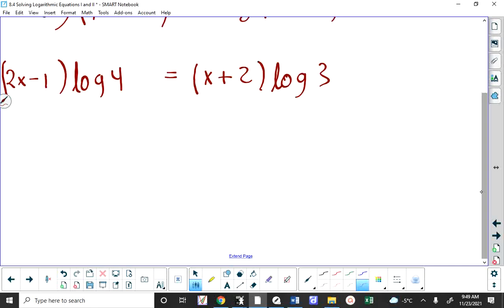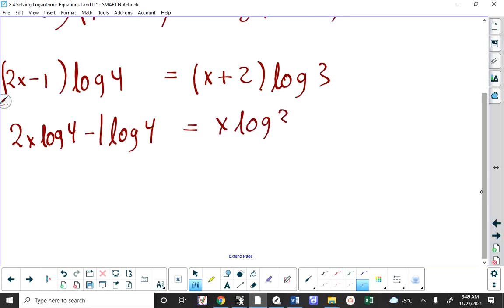So we have to take that 2x minus 1 and multiply by log 4. We're going to get 2x log 4 minus 1 log 4. The 1 is obviously not necessary. Equals, and we're going to do the same thing on the other side, x log 3 plus 2 log 3. Which, by the way, you could write 2 log 3 as log of 9 if you wanted to, but I'm not going to do that just yet.